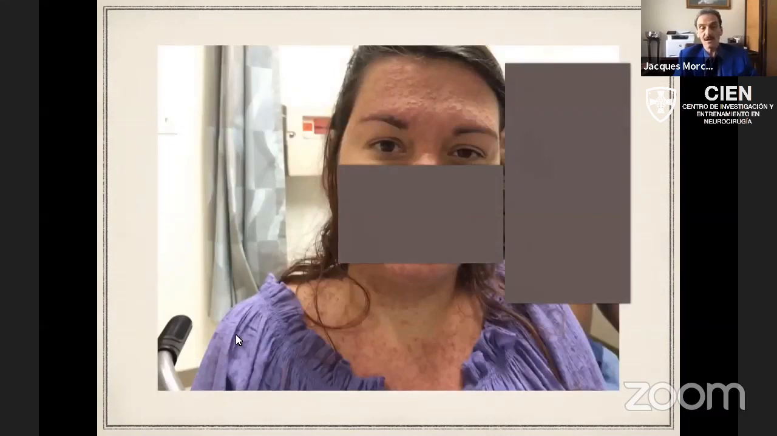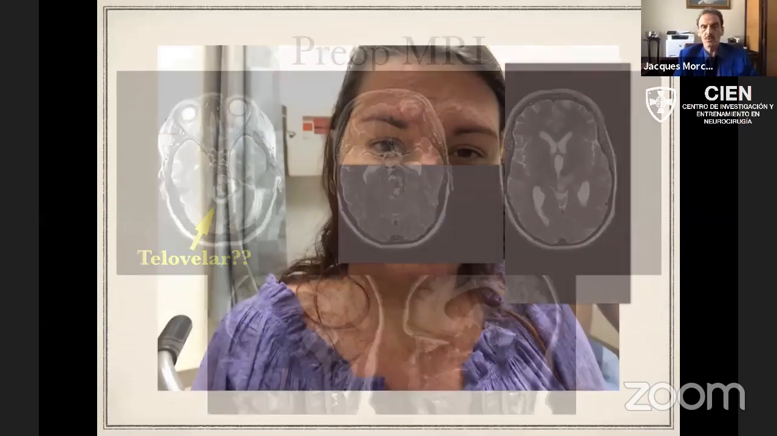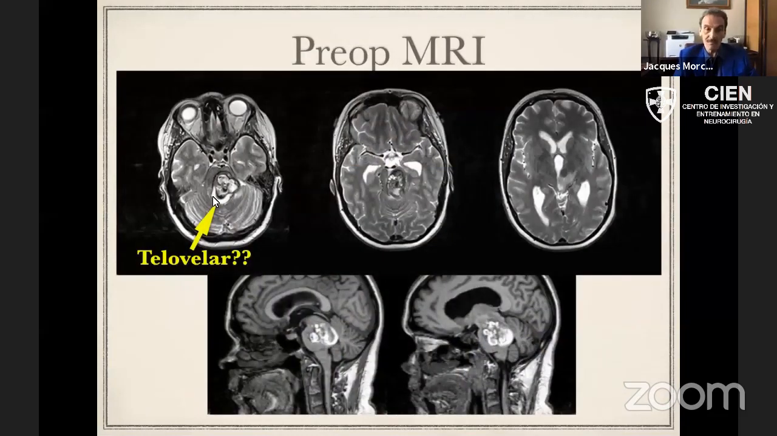Here's this young pregnant woman in a wheelchair. Look at what the steroids did to her. Acne, because they felt, and I don't blame them, they felt it was a very difficult lesion to remove. Here is the lesion in pregnancy. So the question is, do you go telovelar?